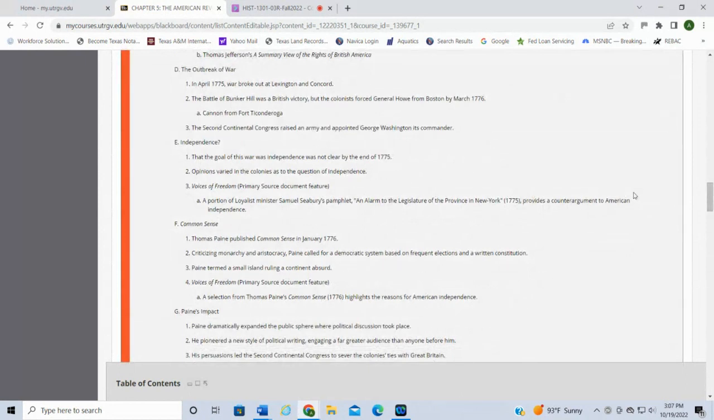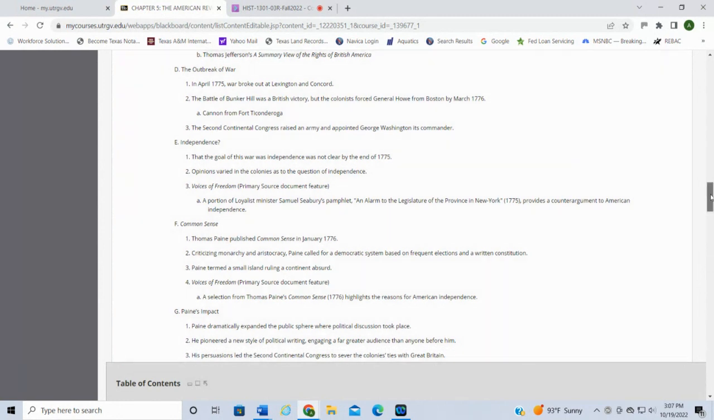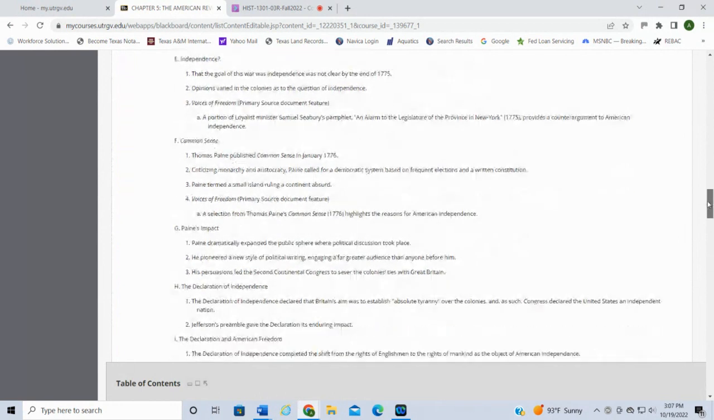So the goal of this war, independence, was not clear by the end of 1775. Again, there were still differing opinions in terms of whether the colonists were fighting as Englishmen within the British Empire, or were they ready to strike out on their own.